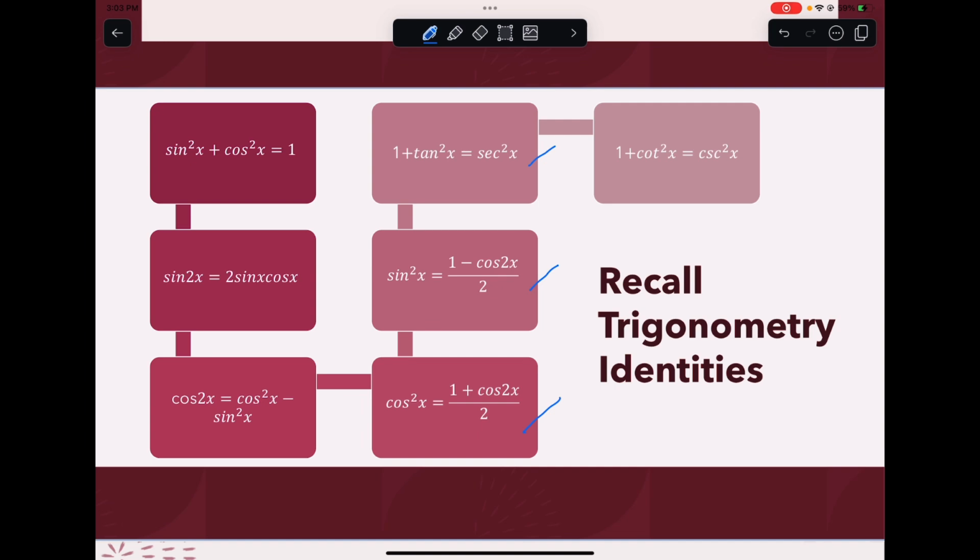Then we have another Pythagorean identity for tangent. Tangent is a combination of secant, so 1 plus tangent squared is equal to secant squared. And similarly, 1 plus cotangent squared is equal to cosecant squared x. At least we should know these Pythagorean identities, plus at least the two double angle identities for sine and cosine, and we will be able to solve most of the integrals involving trigo functions.